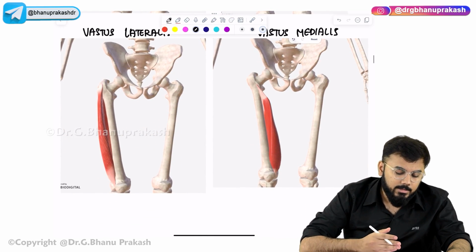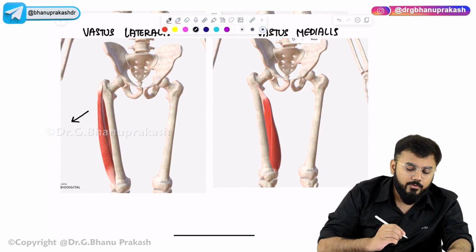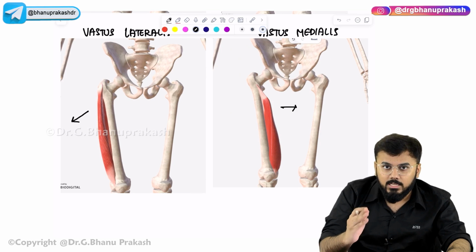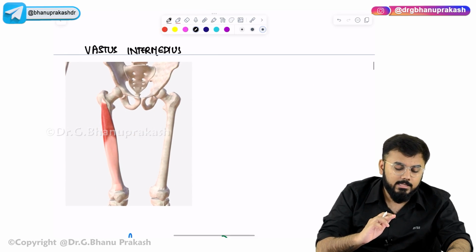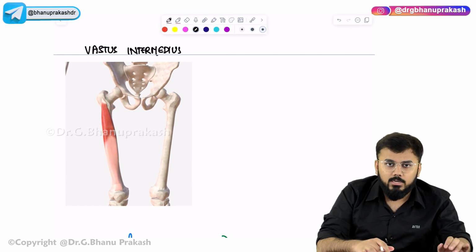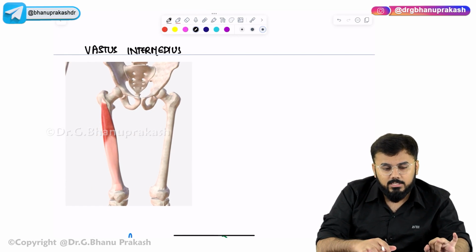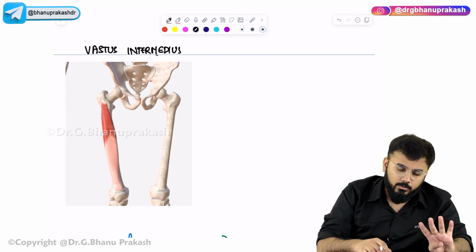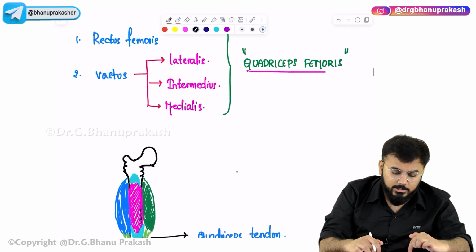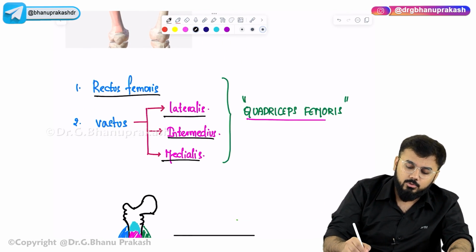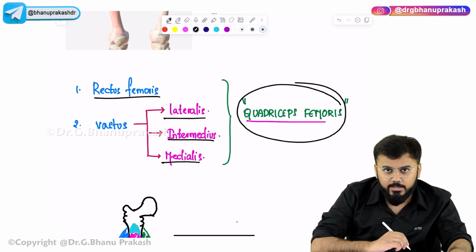Next, the muscle that is present laterally is vastus lateralis, present medially is vastus medialis, and which is in the center here like this is called vastus intermedius. So how many muscles in total? One is rectus femoris. Next we have got vastus lateralis, vastus medialis, and vastus intermedius. So how many? 4. All these 4 muscles together, you see here 1, 2, 3, 4, you call as quadriceps femoris.